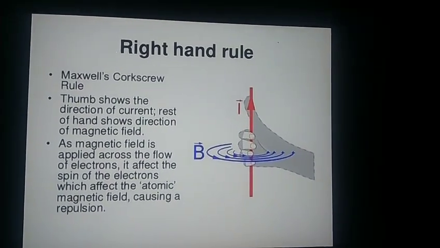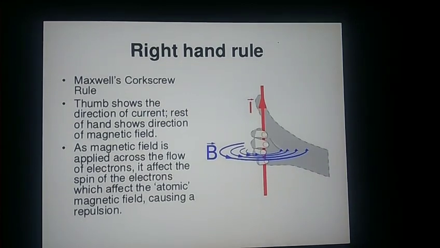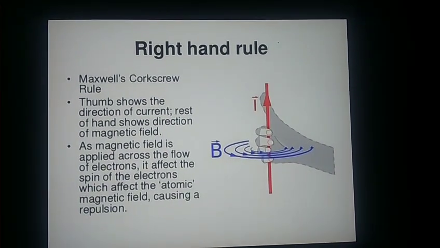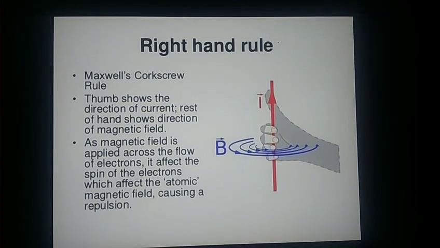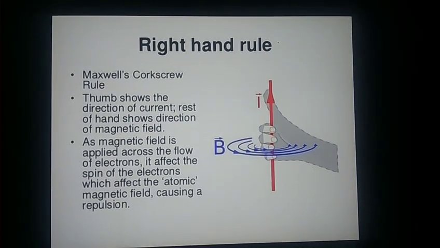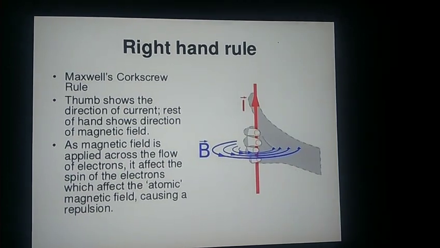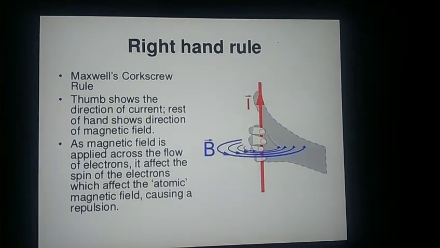See here, the thumb shows the direction of the current. The rest of the hand shows the direction of the magnetic field. The current indicates I bar and the magnetic field indicates B bar. So these are two vectors, so it is a vector quantity.